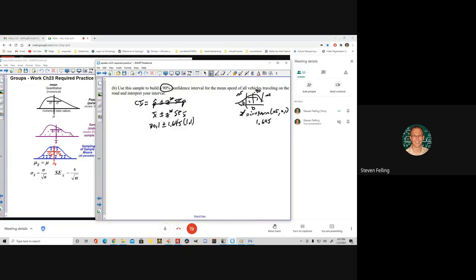So if we want 1.648 standard deviations that are each this big above and below 30.1, we would get 28.29 as the lower bound and 31.91 miles per hour as the upper bound. And so then we would finish with our sentence that's like this. We would say we are 90% confident that the mean speed of all vehicles on this road is between 28.3 miles per hour and 31.9 miles per hour.